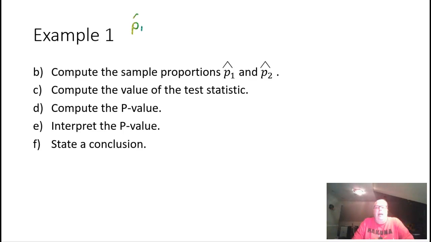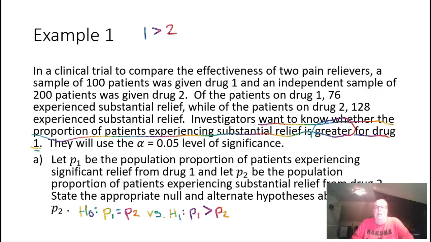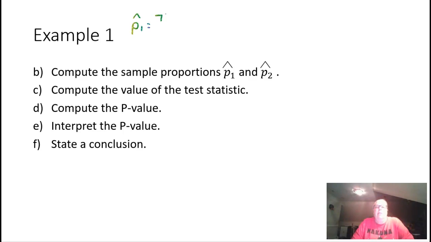Well, P1 hat is going to be the number of people who felt significantly better using drug 1 divided by all of the people who used drug 1. So let's see. We're dividing by 100. And of the patients on drug 1, 76 of them experienced substantial relief. So for P1 hat, we're going to have 76, those who experienced substantial relief, divided by 100. And that's going to give me 0.76.